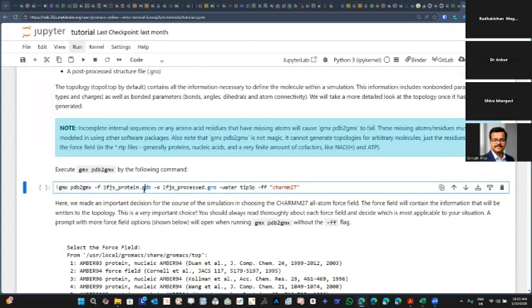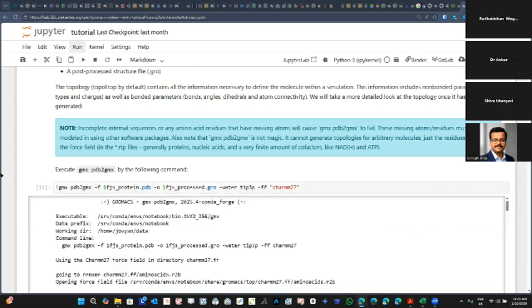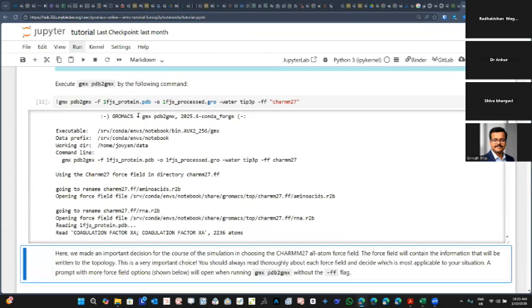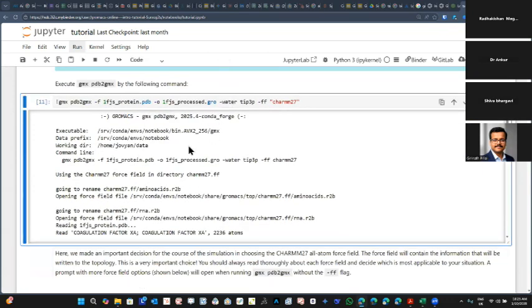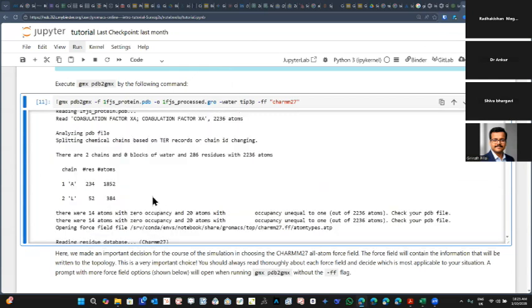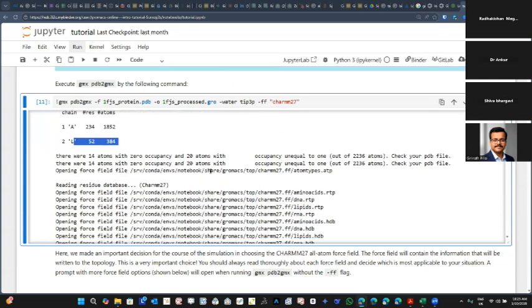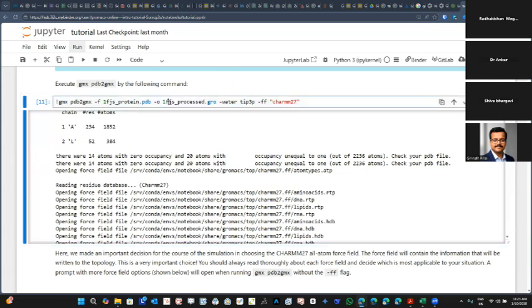So again, you click on that cell and press the play button. Now your GROMACS is actually running. We have the GROMACS 2025 version, and it is running, and it is telling you how many atoms are there in chain A, how many atoms are there in chain L of the protein that you have given. And the protein ID is 1FJS. This is the protein ID. We can quickly see what that protein is.